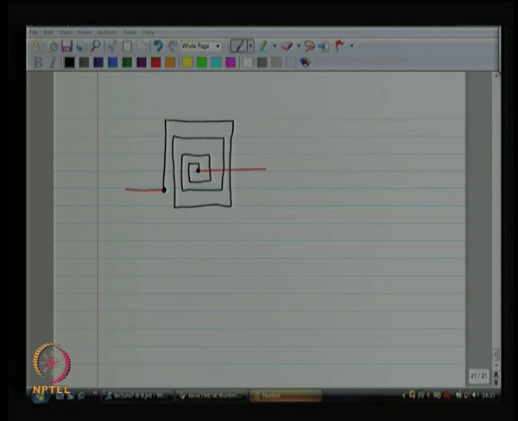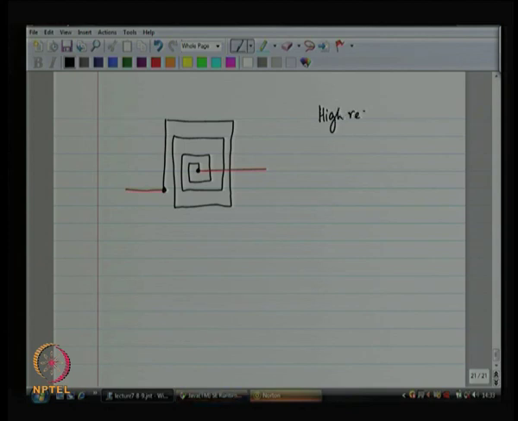Fine. Now, assume that, okay, let's work our way. What are the different things that you need to do to make sure that the resonant frequency of this inductor is very high? What are you going to do?